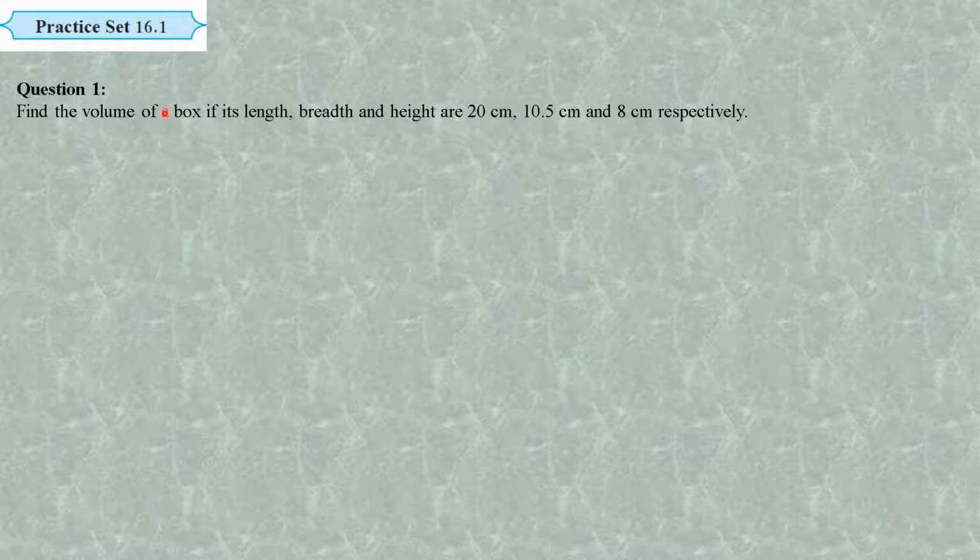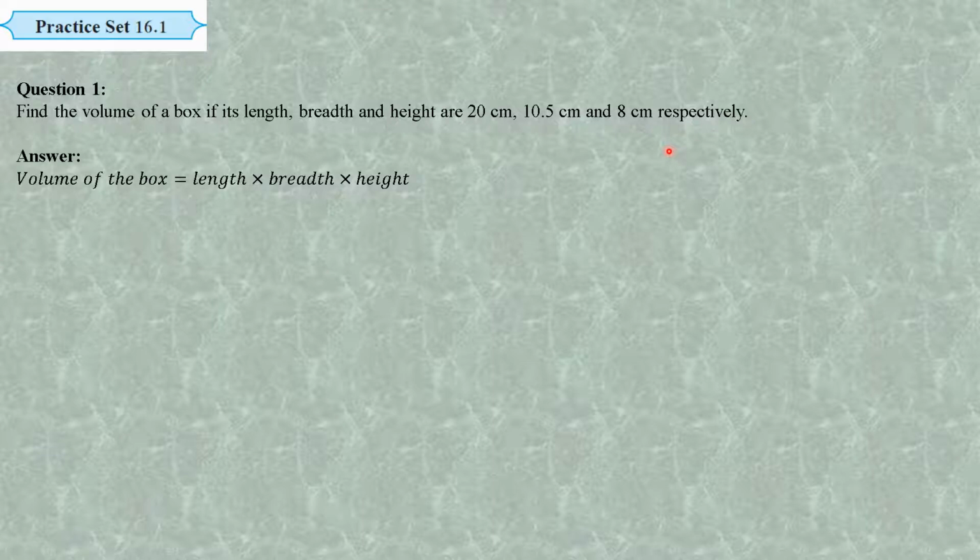Let us start with the exercise, Practice 16.1, question 1. It says find the volume of a box if its length, breadth and height are 20 centimeters, 10.5 centimeters and 8 centimeters respectively. As we know, a box will obviously be in cuboidal shape, so we will use the volume of a cuboid formula.